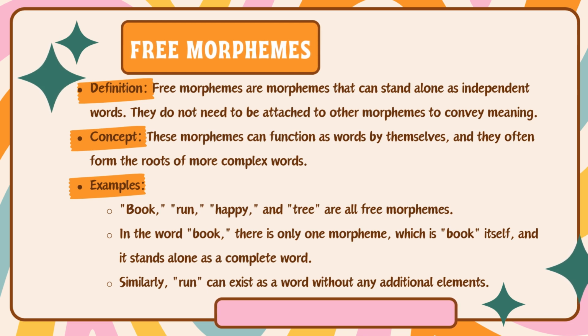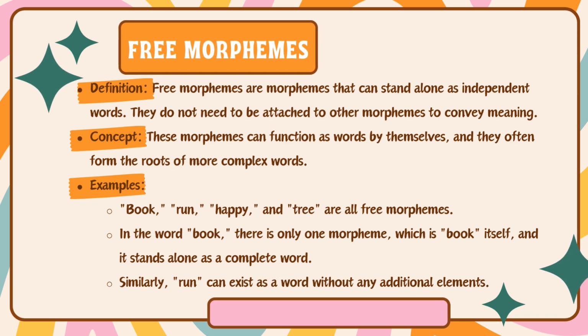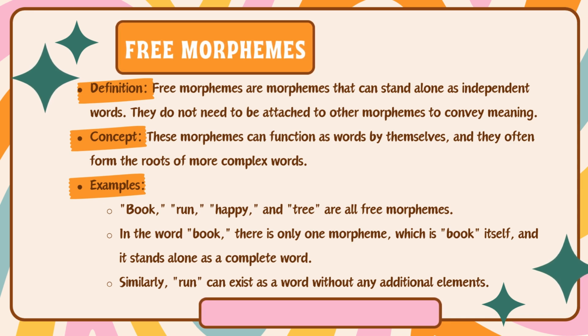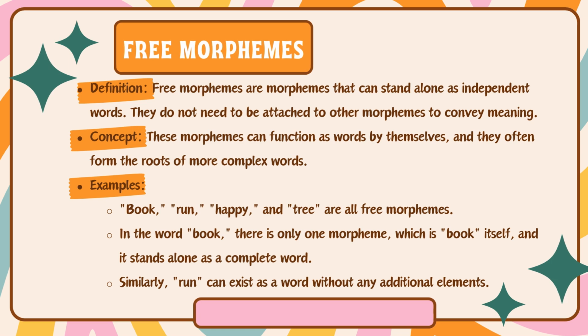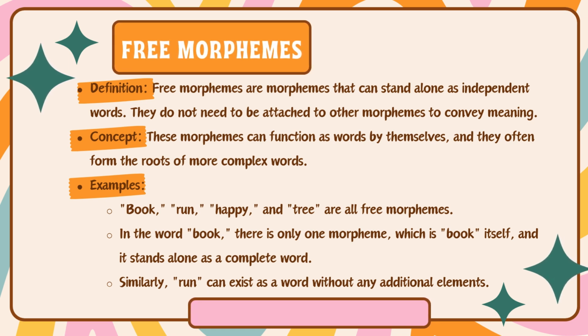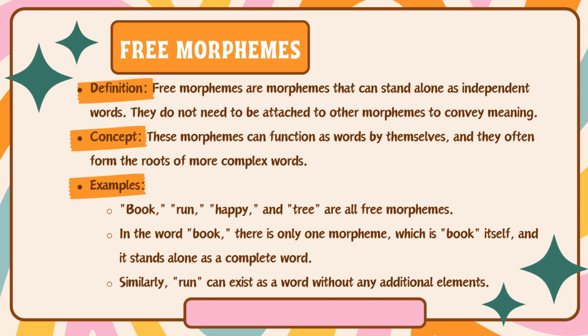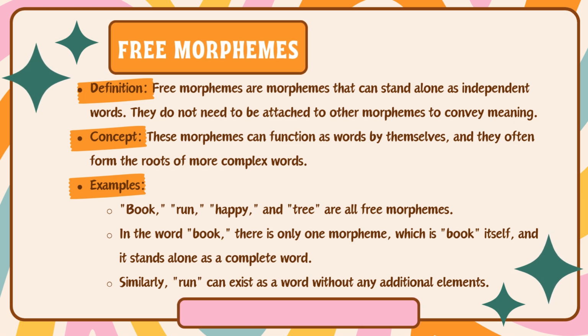These morphemes can function as words by themselves, and they often form the roots of more complex words. We can see examples like book, run, happy, and tree. These morphemes are all free, and they can be considered as words. In the word book, there is only one morpheme, which is book itself, and it stands alone as a complete word. Similarly, run can exist as a word without any additional elements.